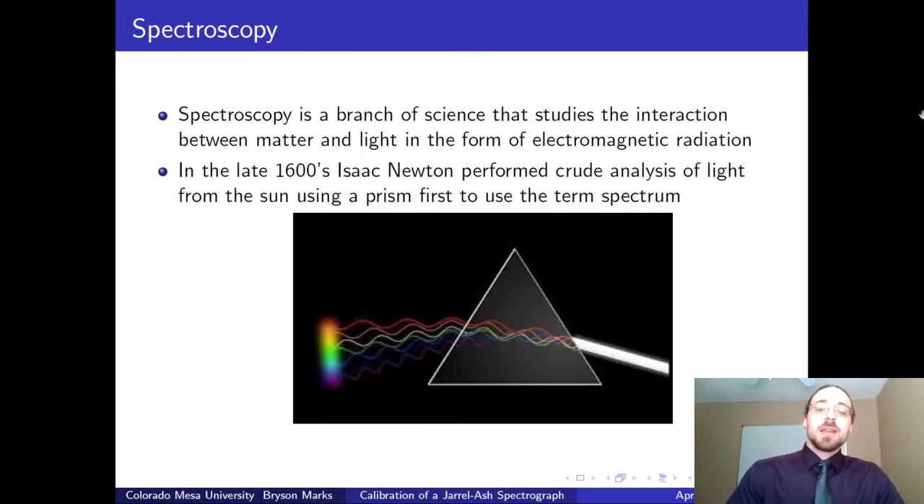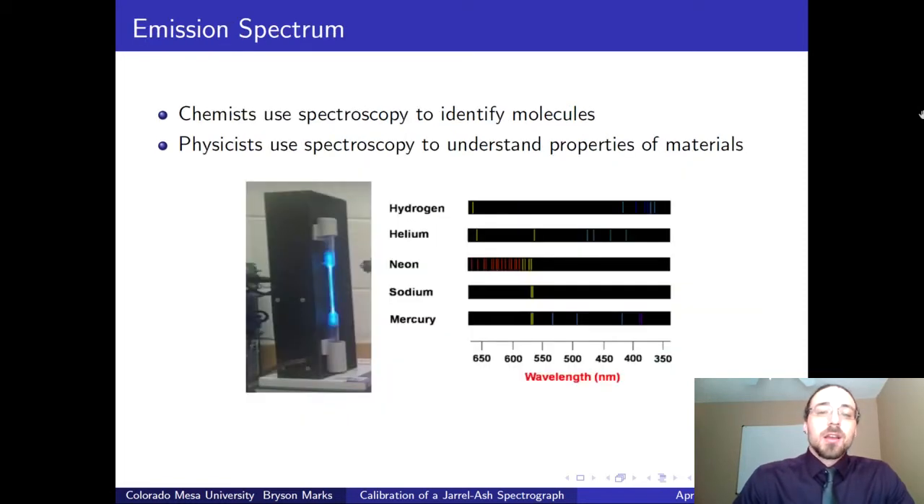So spectroscopy is the branch of science that studies the interaction between light and matter in the form of electromagnetic radiation. In the late 1600s, Isaac Newton performed a crude analysis of light from the sun and was the first person to coin the term spectrum. So, chemists also use spectroscopy to identify molecules of interest. Physicists use spectroscopy to understand the properties of materials of interest.